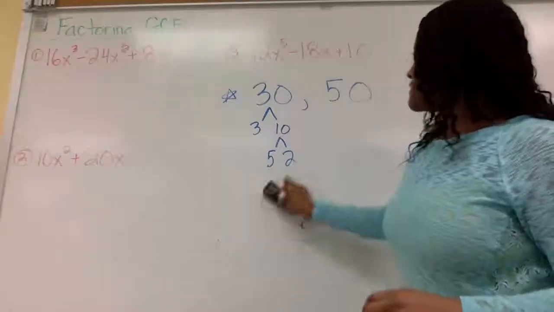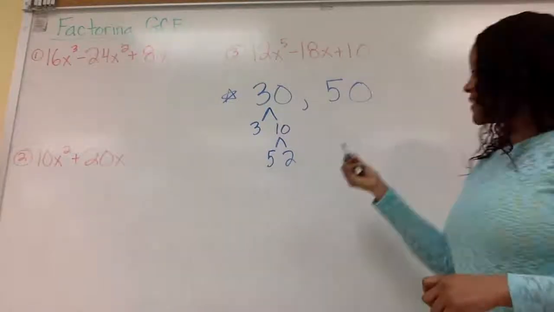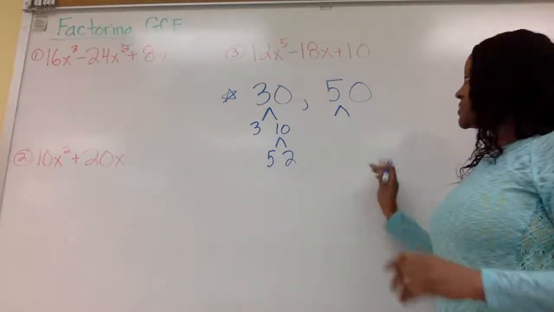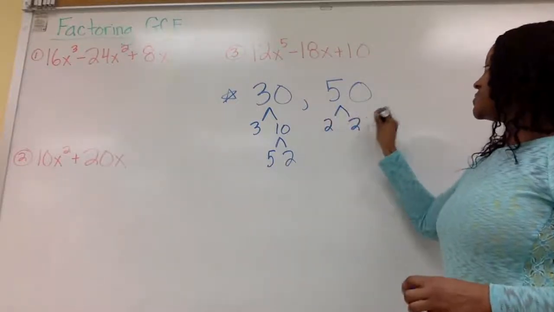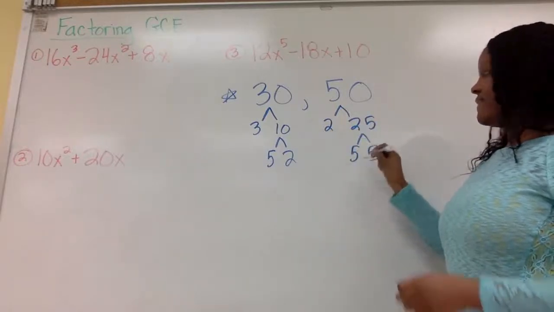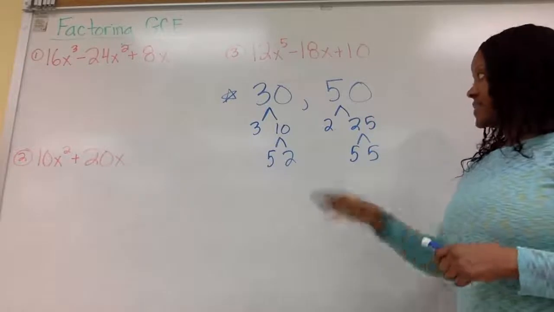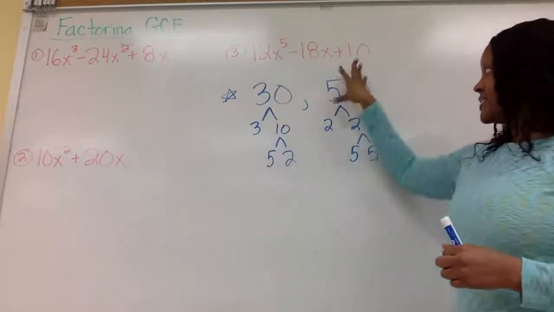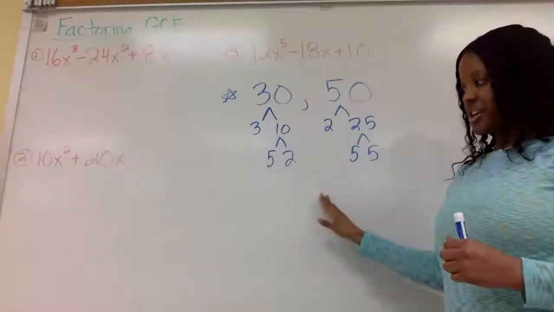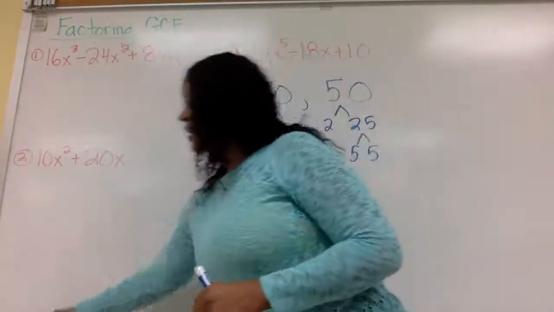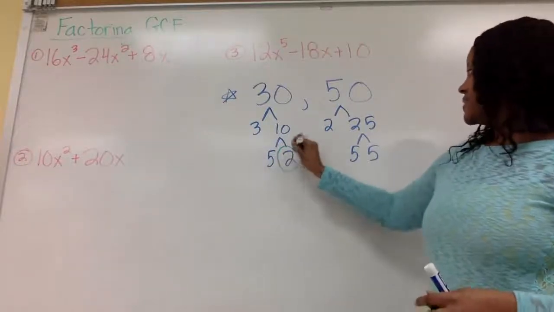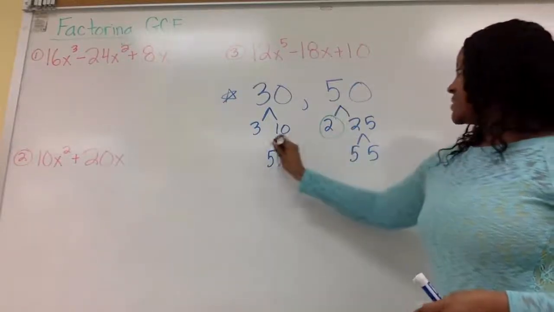Now let's take a look at 50. We're going to do the same thing and break down 50. Lots of different options, 10 and 5, 2 and 25, makes no difference. I'm going to do 2 and 25. And I'm going to break down 25 and get 5 and 5. So I have done a factor tree for 30, and I did a factor tree for 50. Now I'm going to circle what they share because I'm looking for the greatest common factor. So I see that there's a 2 that they share, and I see that they share a 5.